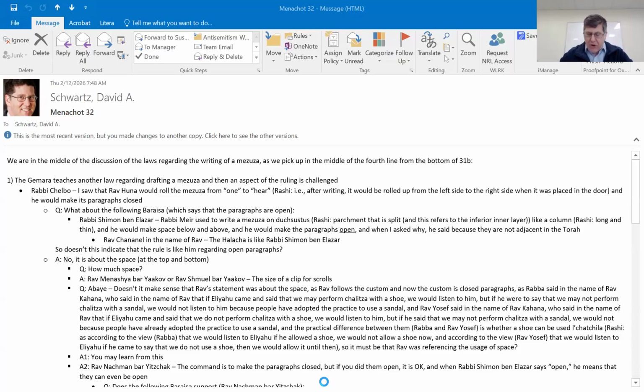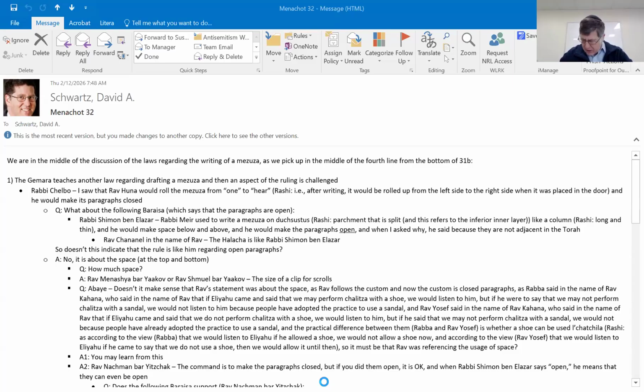divided between an outer layer and an inner layer. The duchsustus is the inner layer, and the klaf is the outer layer. So he would write it on the inner layer, which is also kosher to write on. It's just not as nice as the outer layer. So, and he would write it kamin daf.